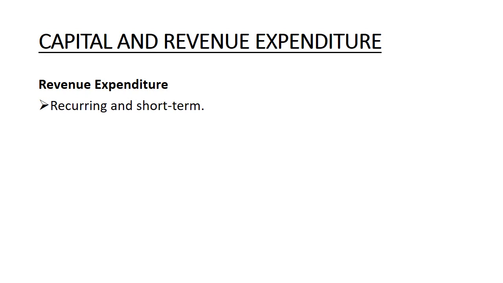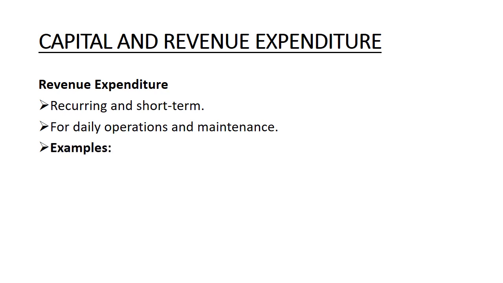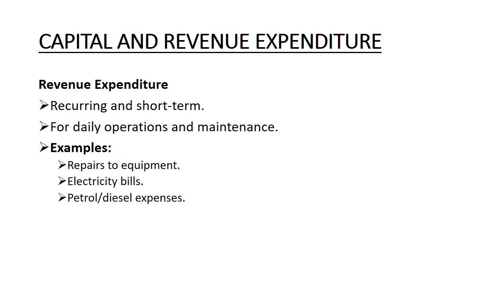So this has the feature of it being recurring and short-term. Recurring means it happens frequently, like it keeps on happening. For example, electricity bills, every month you have to pay. So that's a revenue expenditure. Okay. So it's for daily operations and also maintenance. Examples include repairs to equipment, electricity bills, petrol, diesel expenses, purchase of goods for resale.